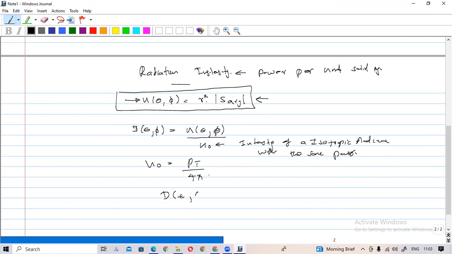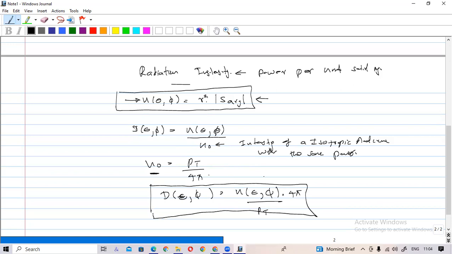So you can find the directivity function is equal to U(theta, phi) divided by U naught, where U naught is equal to P_T divided by 4π. Okay, so this is the intensity with the same power of an isotropic antenna. An isotropic antenna is radiating uniformly in every direction. So that is why we have to divide the total power by 4π, because the isotropic antenna is radiating uniformly. Okay, so directivity function you can define like this.